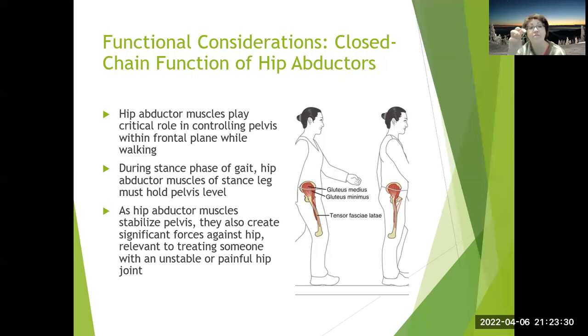So as the hip abductor muscles stabilize the pelvis, they also create significant forces against the hip. So if you have someone with a painful or unstable hip joint, this could be a problem. A lot of times when you see someone in the clinic having trouble stabilizing during the stance phase of gait, it could be weak abductor muscles, it could be damaged abductor muscles, it could be damaged innervation to the abductor muscles. So we're talking about the superior gluteal nerve, which comes from the L5, S1, S2 level. So there could be lots of different things going on that are causing that.